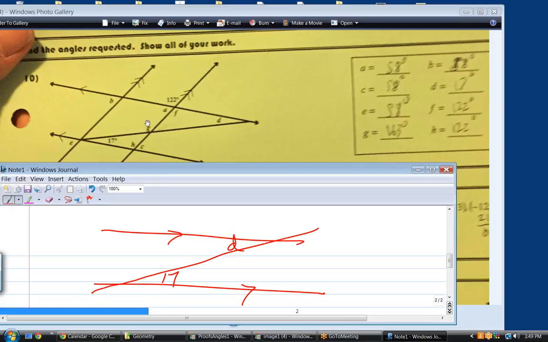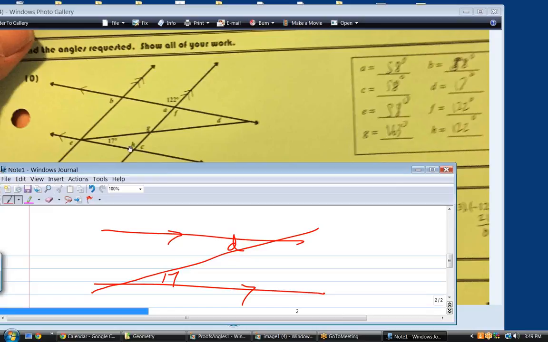Well, let's figure out, G is linear with this one right here, right? Can you see my little hand? Yeah. Okay. So if we can figure out that angle, we'll know G. Well, I know that one is 17. Do I know H? 122. H is the same as A.